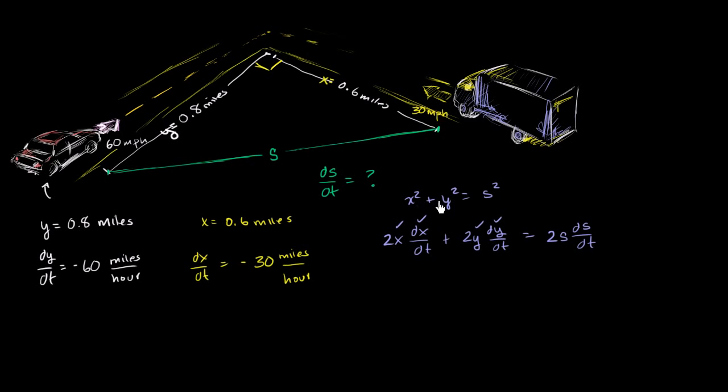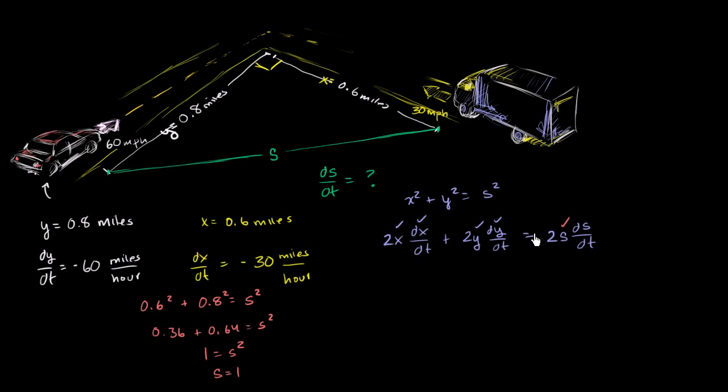Well, we can actually use the Pythagorean theorem at this exact moment. We know that x squared, so x is 0.6, we know 0.6 squared plus y squared, 0.8 squared, is equal to s squared. Well, this is 0.36 plus 0.64 is equal to s squared. This is 1 is equal to s squared. And we only care about positive distances, so we have s is equal to 1 right now. So we also know what s is.